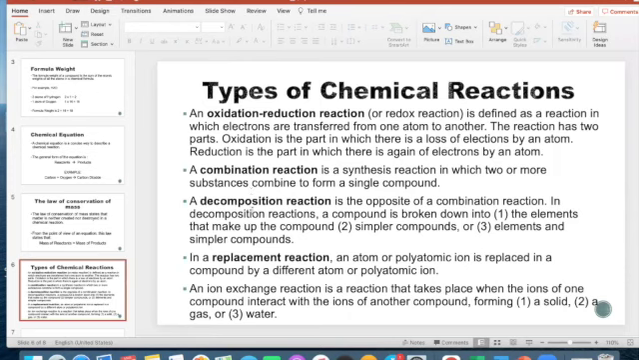And then you have the replacement reaction. So that's when you have an atom or polyatomic ion and it's replaced in a compound by a different atom or polyatomic ion. And then you have your ion exchange reaction. So this is the reaction that takes place when the ions of one compound interact with the ions of another. All right. And it can either form a solid, a gas, or a liquid from that reaction.